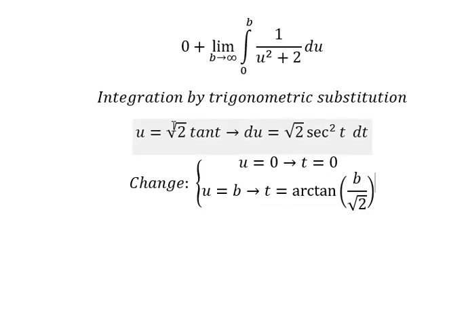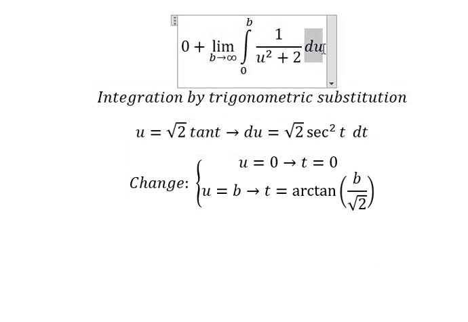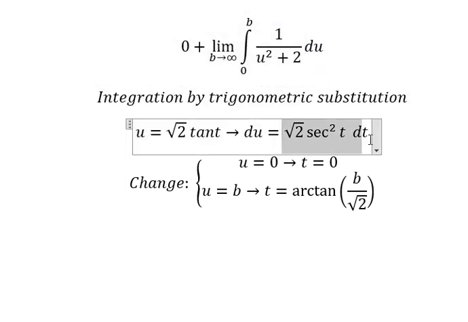The reason I choose square root of 2 tan t is that if we put this one in here, you get 2 tan t squared plus 2, and 2 and 2 we can factorize. Tan t squared plus 1 after we factorize. We change it for secant of t squared and we simplify with du, and du is this one.